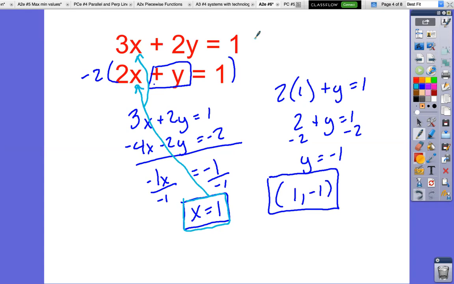3 times 1 is just 3. But I'll go ahead and write that equals 1. 3 times 1 is 3. So if I subtract 3 from both sides, I have 2y equals -2 and divide, and I still get -1. So it doesn't matter which equation you plug it back into. Okay? Any other questions? Okay.